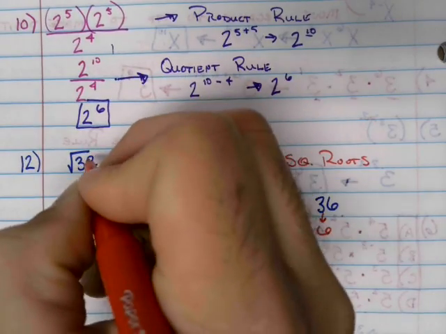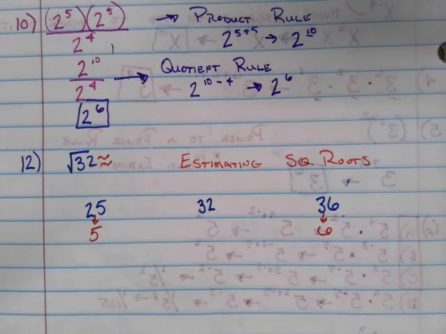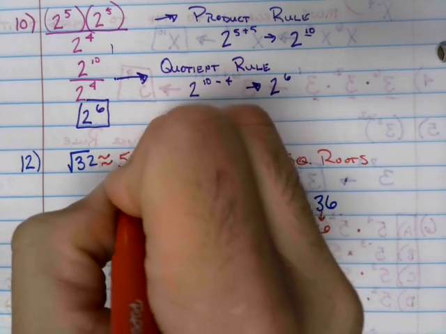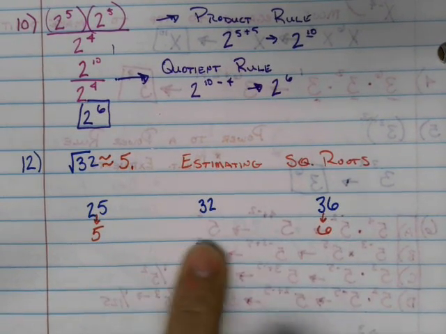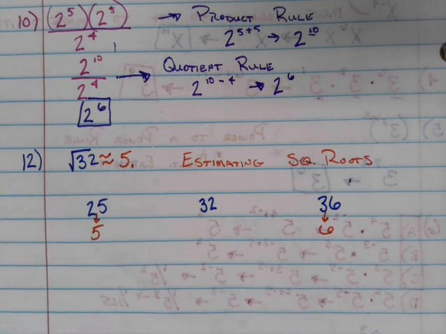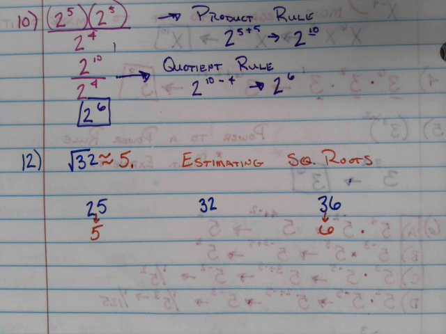So I know the square root of 32 is going to be about 5 point something, because it's in between these numbers. It has to be a decimal and something else. Does it ask us to estimate that number? No, the question just asks us what two integers it lies between. So your answer for number 12 would be it lies between 5 and 6.